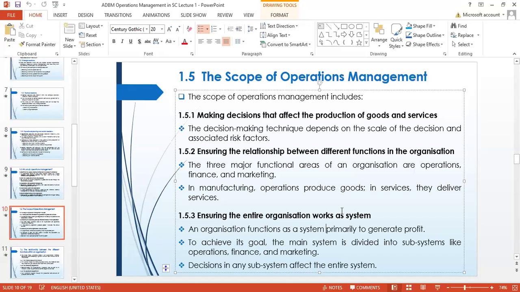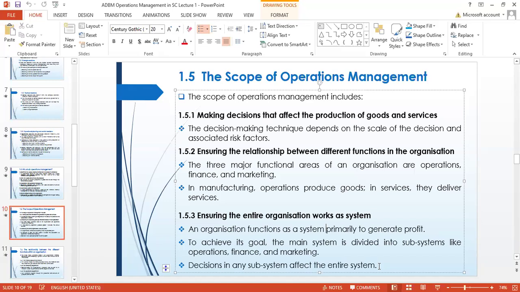So if these subsystems are not working together, are not working in relationship, the organization at the end will not be able to generate the profit. So the decisions that are taken in the finance department will affect the organization as a whole. The decisions that are taken in the human resource department will affect the organization as a whole. Okay, that's the scope of operations management.